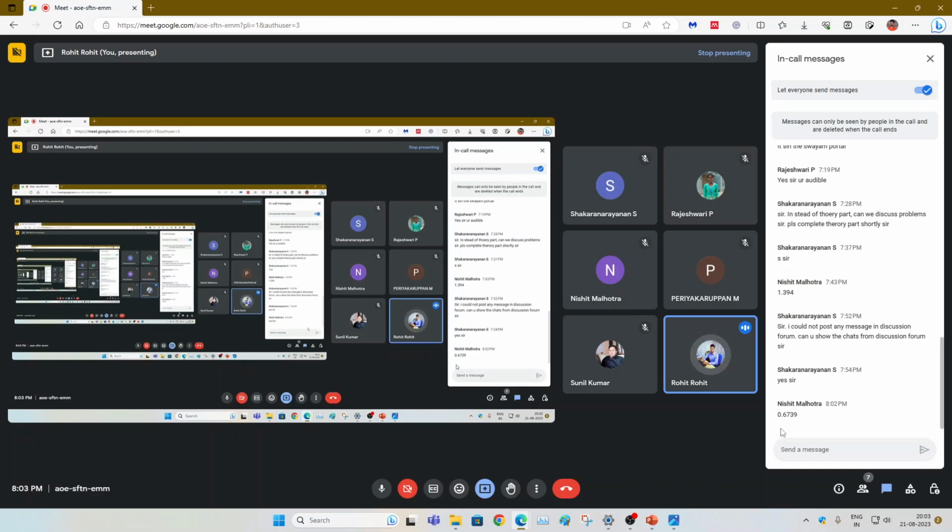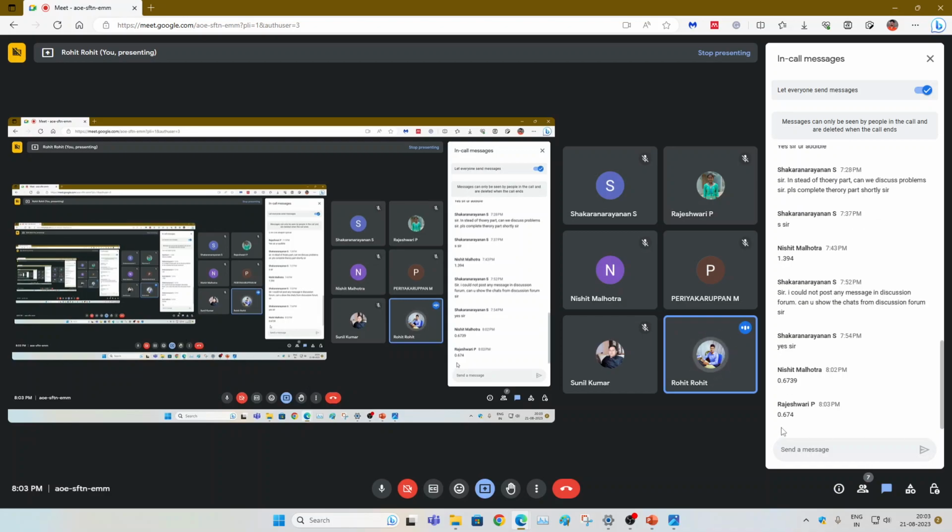Nishit has already calculated it as 0.6739. So I assume, okay, Rajeshwari has also done it. Very good, Rajeshwari. Very good, Nishit. So yeah, most probably these values are quite nearby. 0.674 and 0.6739 are the same. C has actually rounded it up. So I think this is the correct answer. Okay.